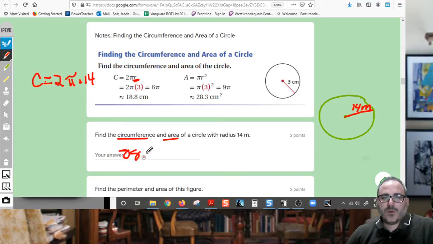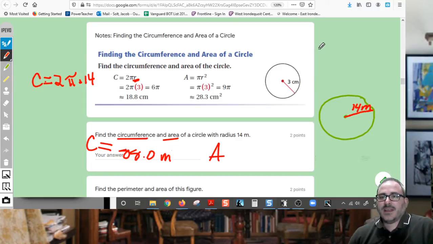88.0 meters. No, wait. I hope you caught me. Sometimes I do this. I get distracted. Remember, circumference is a length. It's not squared like area is. It's not an amount of surface area. So this is just 88 meters, not meters squared, just 88 meters. C equals 88 meters.